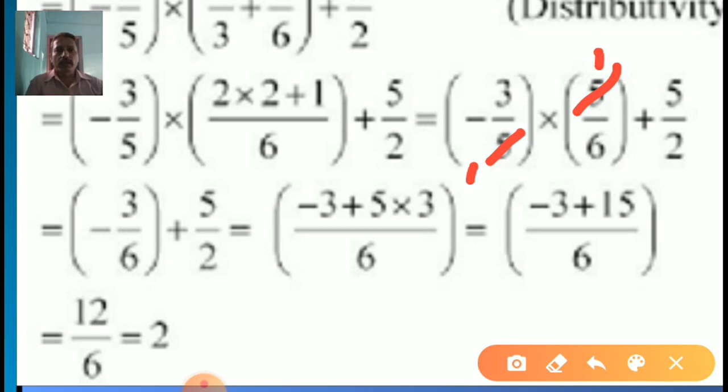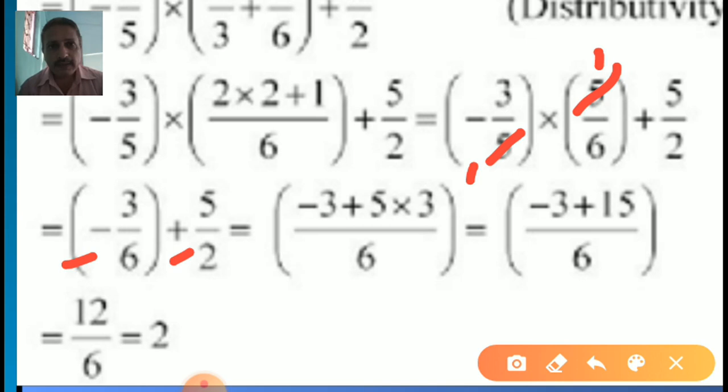Now what is the numerator side? 3 into 1, that's 3, and downside, that means the denominator, is 6. So minus 3 upon 6 plus 5 upon 2. Two numbers are there and both have different signs. That means subtraction. But check out the denominators only. Student, be careful. You have to take only the denominators. In the denominators you can find 6 and 2.